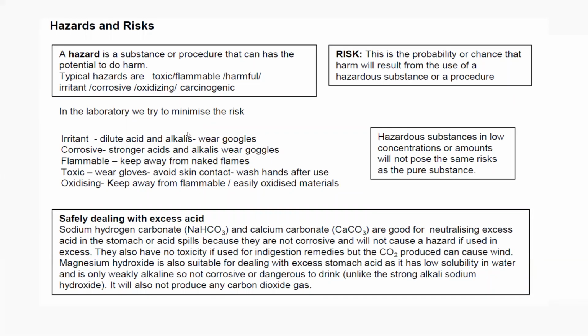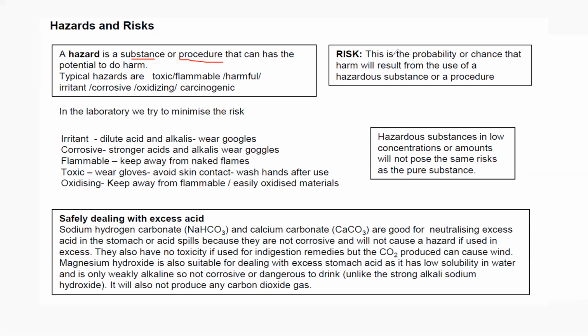Then risk and hazards, and their definitions. What is the definition of hazard? A hazard is a substance or a procedure that has the potential to do harm. Like, for example, we say something is toxic, so if you inhale it, it has the potential to harm. Or something is flammable, irritant, corrosive, an oxidizing agent, or carcinogenic, meaning it can cause cancer. These refer to hazards.